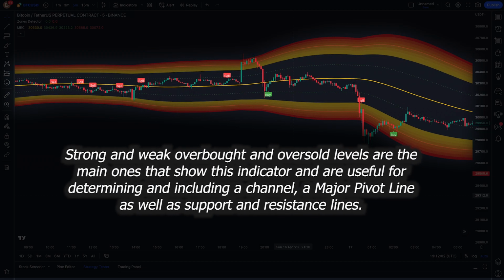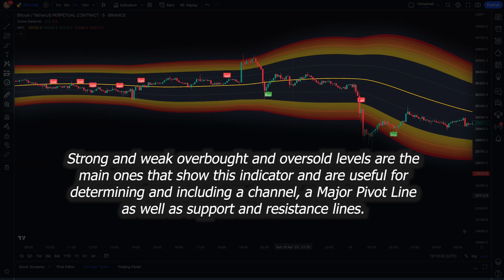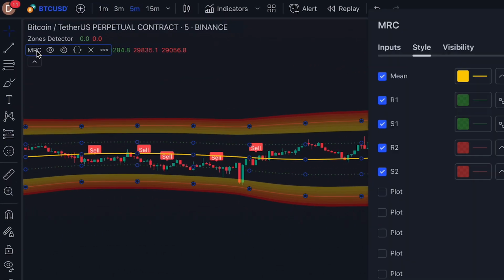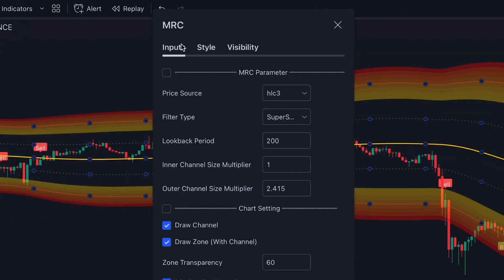Strong and weak overbought and oversold levels are the main ones that this indicator shows, and are useful for determining and including a channel, a major pivot line, as well as support and resistance lines. However, we will need to make some small changes to the settings by accessing the inputs and changing the external channel size multiplier from 2.415 to 2, as well as hiding certain lines in the style section.